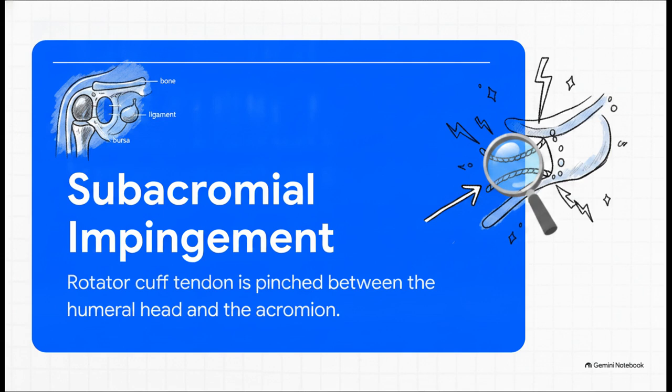Now, running right through the middle of this tight space are your delicate rotator cuff tendons and a fluid-filled sac called the bursa. When a patient has subacromial impingement syndrome, that tunnel has narrowed significantly. So every single time they lift their arm, those tendons are being painfully squeezed, ground, and pinched right between the bones. It is pure mechanical friction, and it hurts.